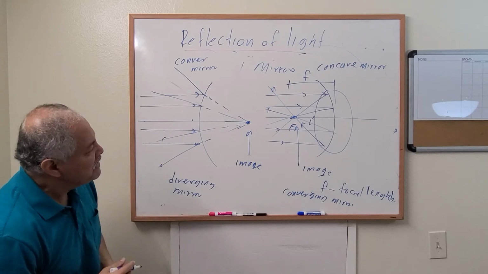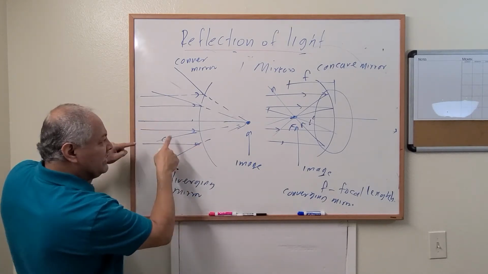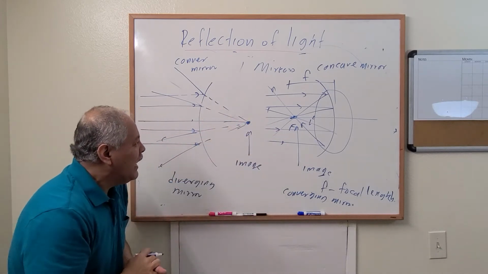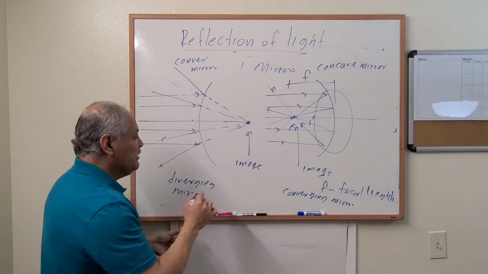But now this image is virtual. Why? Because again, light is coming and it's reflected. Light doesn't go behind the mirror to form the image, correct? So this image is virtual.